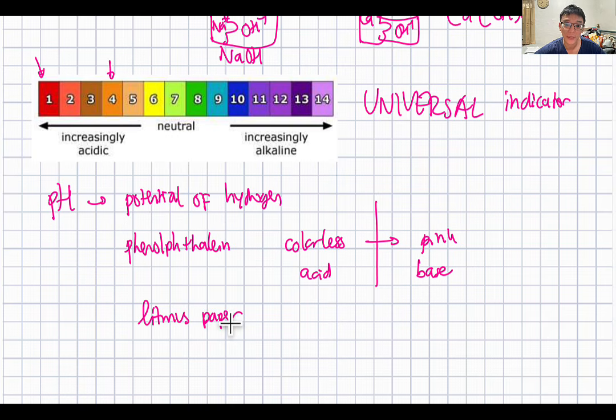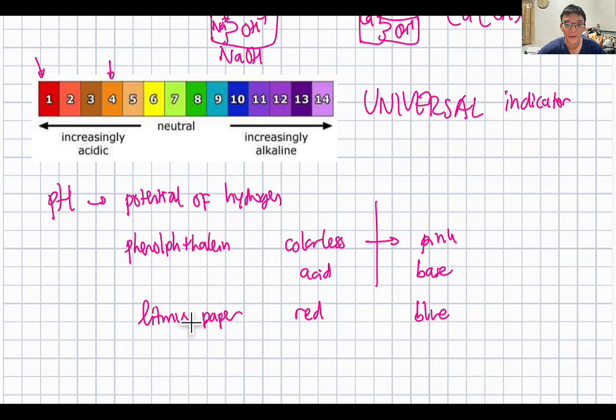Because litmus paper actually also changes color depending on the pH of the solution. For example, if your solution is acid, then the litmus paper will change into red. And if your solution is base, the litmus paper will change into blue. And there are actually many more indicators that can be used in nature, but here are some of the more common examples.